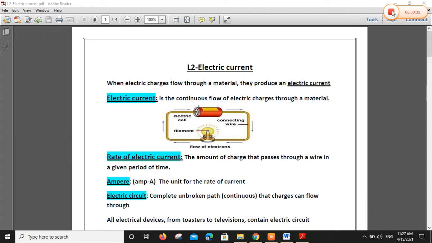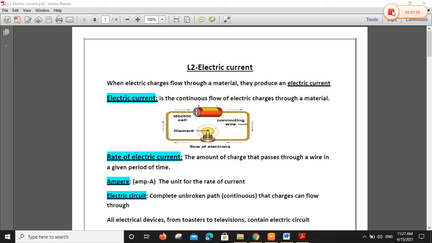And we mentioned that these charges can redistribute themselves to build up static electricity by 4 methods: by friction, when you rub two objects together like your hands, by conduction, by induction, and finally by polarization. Okay, in this lesson we'll speak about flowing of electric charges.